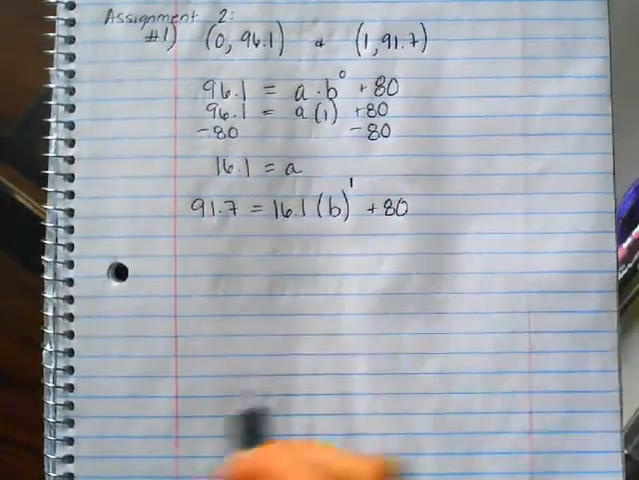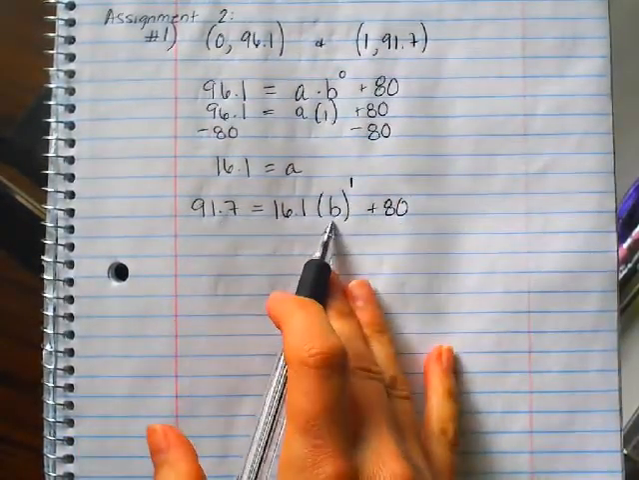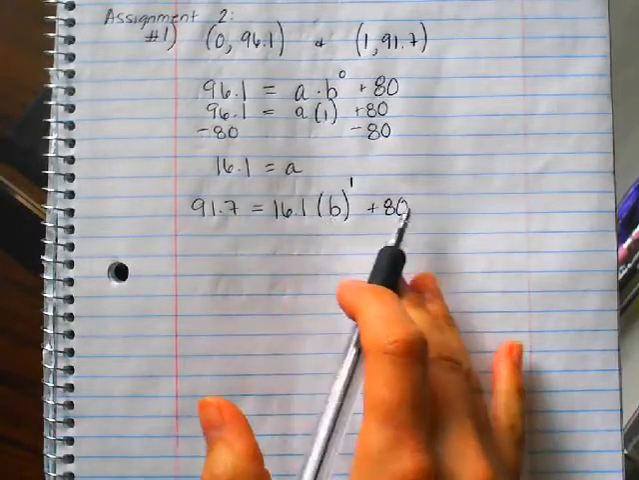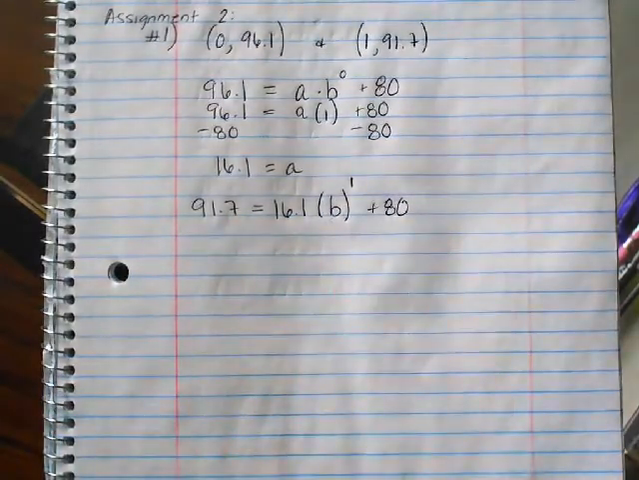Okay, so you have enough information here to get your B. And once you've got that B, you've got your A, you've got your B, and you've got your C, which is enough to finish the entire function.